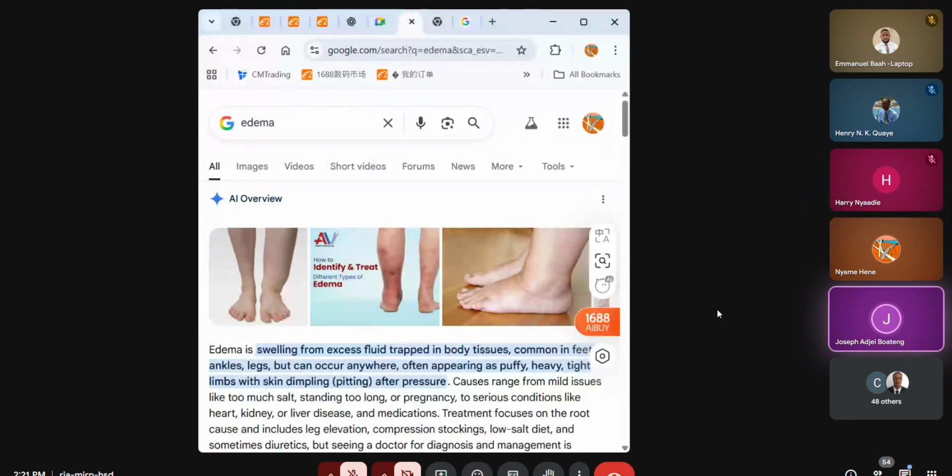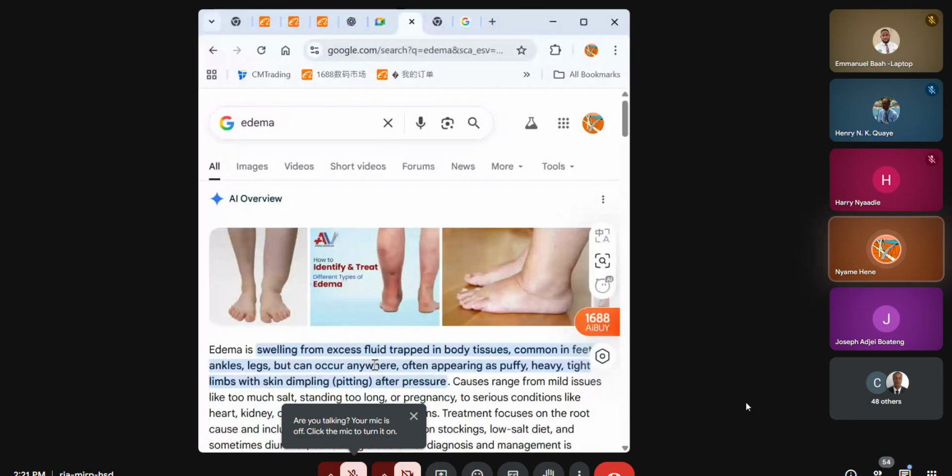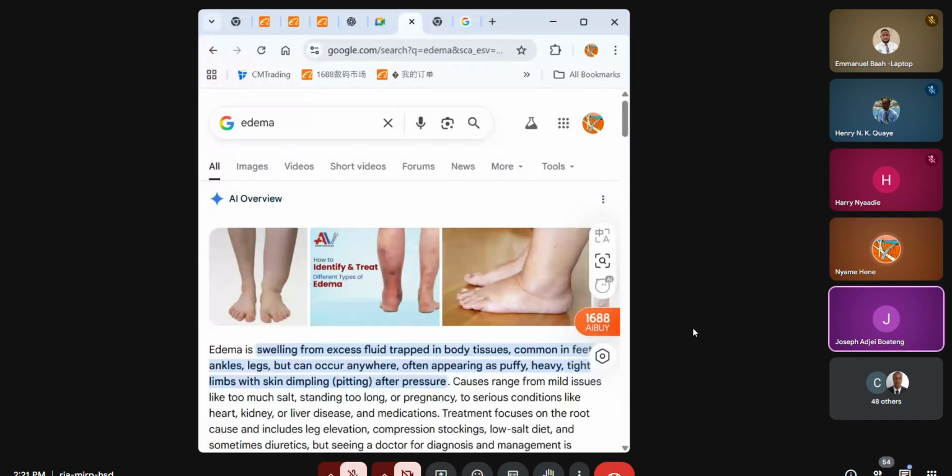So swelling is that what? Edema is swelling from excess fluid trapped in the body tissues. Common in feet, ankles, legs, but can occur anywhere, often appearing as puffy, heavy, tight, with skin dimpling, pitting after what? Pressure. So we say pitting edema. Pitting, that is the medical term. If you press and it dips, we say it's a pitting.